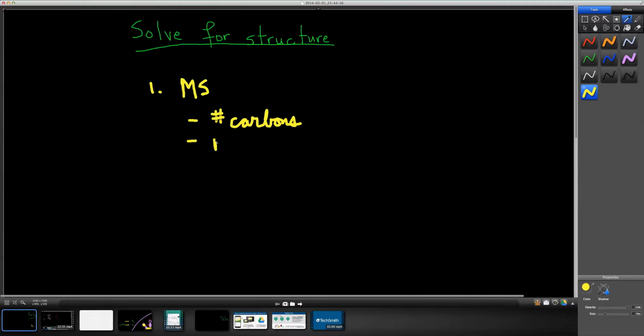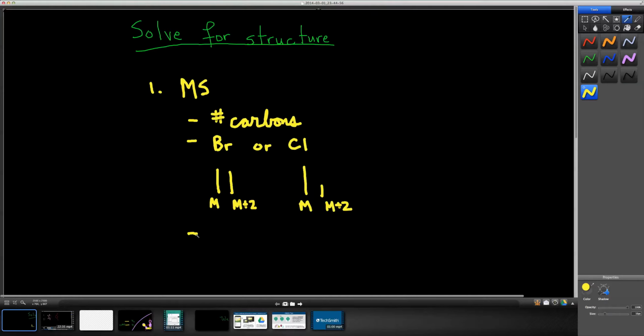Do I have a bromine or a chlorine? Remember, a bromine would be an M and an M+2 peak in a 1-to-1 ratio, where the M is just a little bit taller than the M+2. For chlorine, the M and the M+2 is in a 3-to-1 ratio, with the M being the larger of the two.